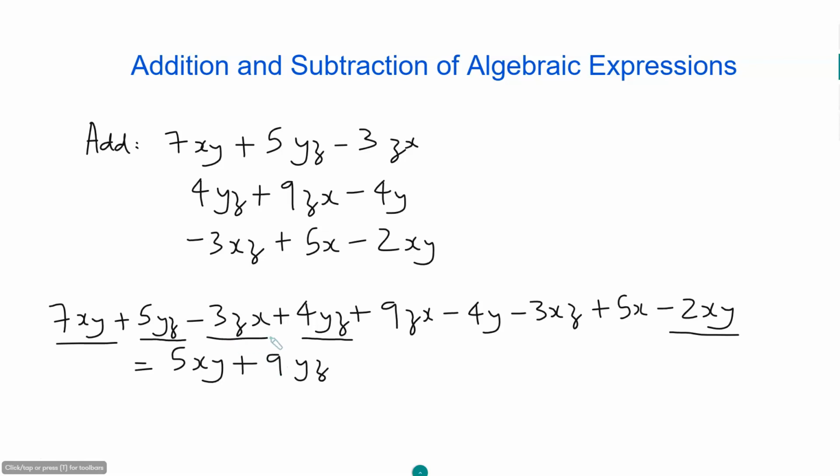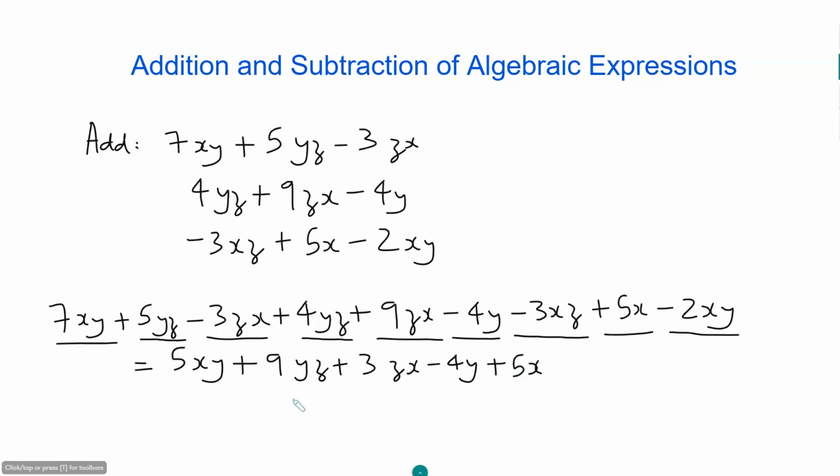You have a minus 3zx and plus 9zx and minus 3xz. Now xz is the same as zx, so those three terms are like terms. That's minus 3 plus 9 minus 3. How much is that? That's 9 minus 3 minus 3, which is plus 3. So 3zx. And then we just have this minus 4y and plus 5x. You just write them as such because there are no other like terms to be combined with these terms.